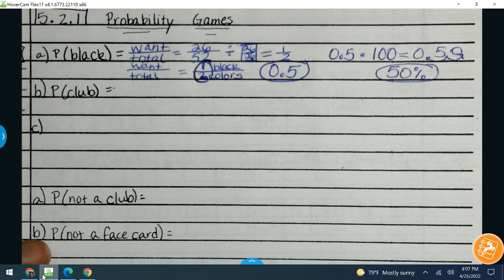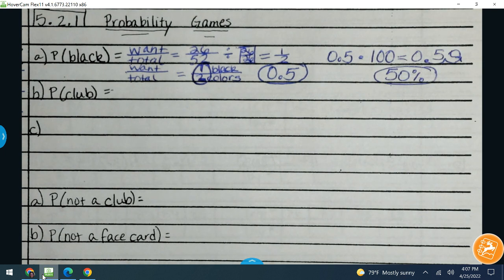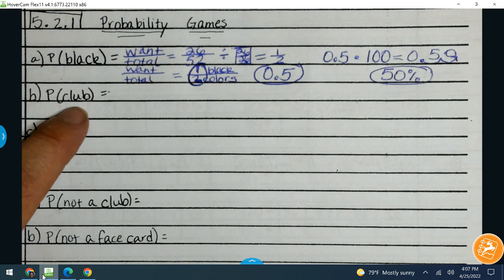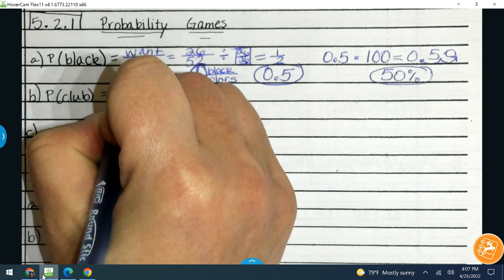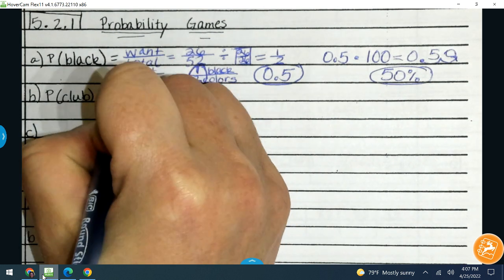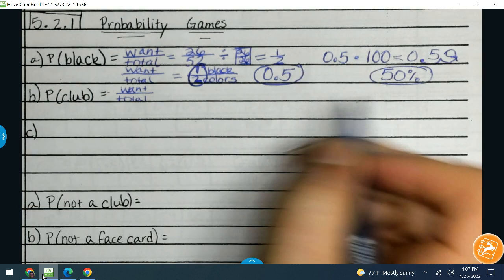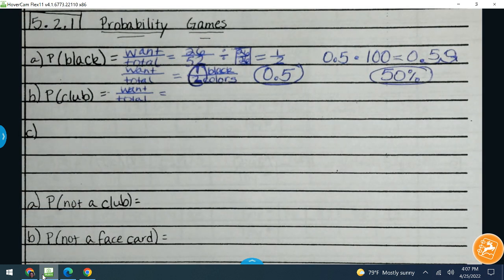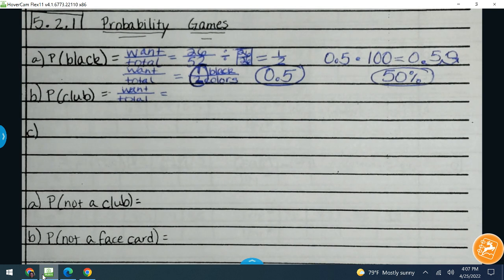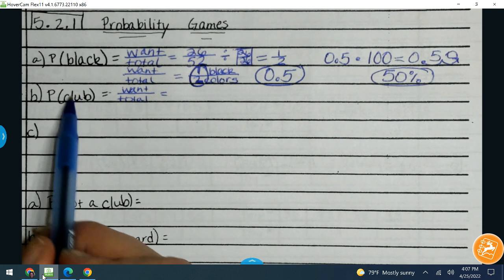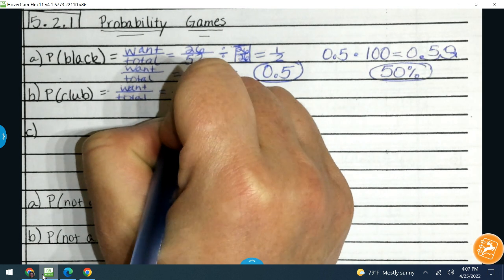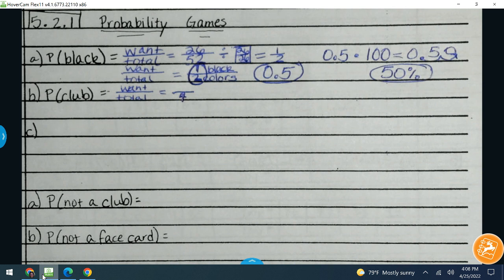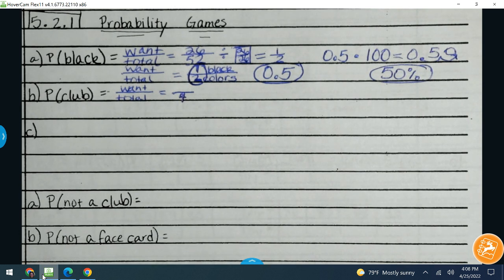Okay. Now I'm going to do the same thing with clubs. My probability of clubs. So it's what I want over the total. Again, I can look at the whole thing, or I can just look at part of it. In this case, we're talking about a suit. So the total number of suits that I have in my deck of cards is 4. I have hearts, spades, clubs, and diamonds.